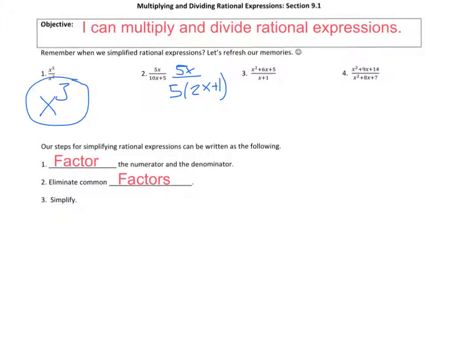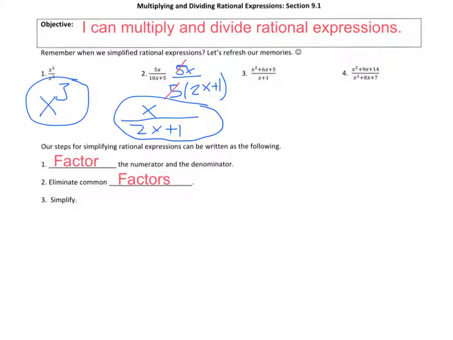Now we can cancel some things out. We can cancel the 5 on the top and the 5 on the bottom, leaving us with x over 2x plus 1 as our final answer. Now remember, we can't cancel out the x and the 2x because the 2x plus 1 is a whole factor, so we'd have to cancel out a whole factor with it in order to cancel. We have to cancel out whole factors at a time, and they have to be the exact same.